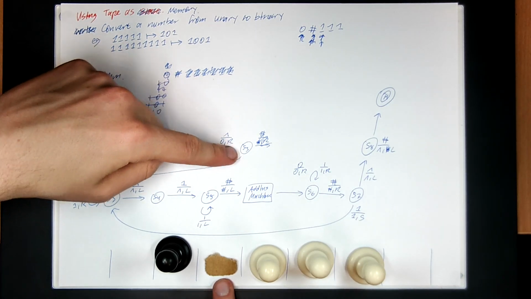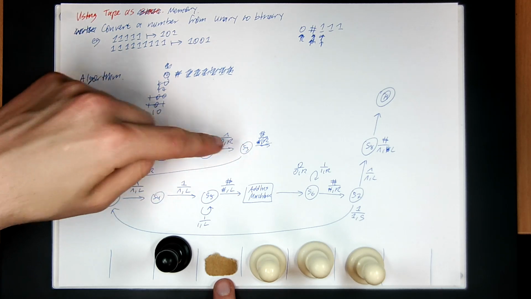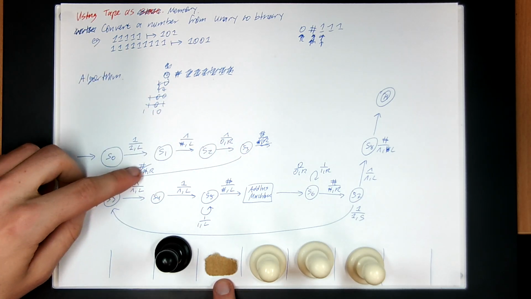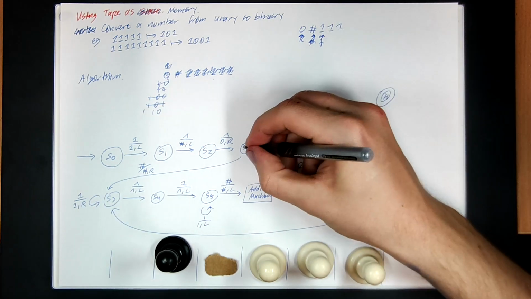And now I'm in S3. See a blank, write a 0, move right. S3. See a hash, put the hash there, move right. So now I'm in S3. There's two S3s, we'll call that S10.